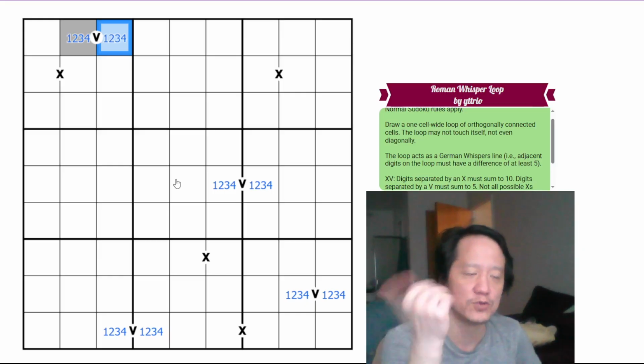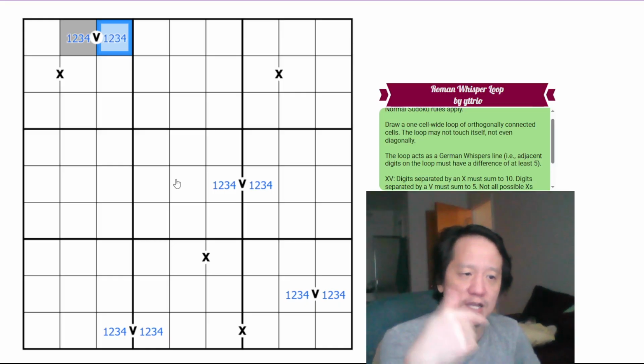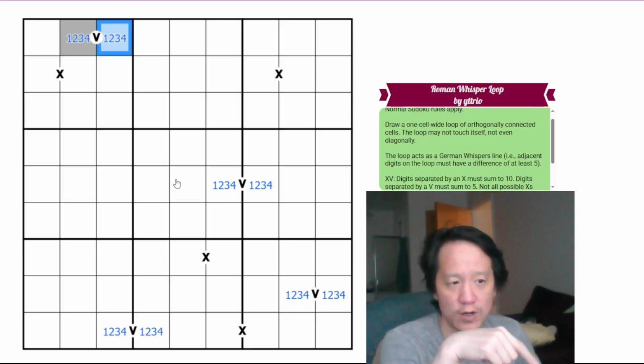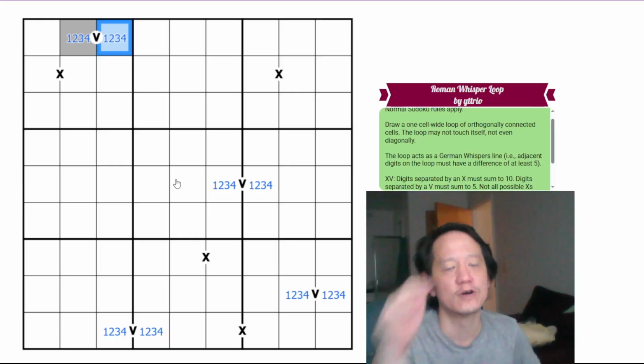6 can only be next to 1, 7 can be next to 1 or 2, 8 can be next to 1, 2, or 3, and 9 can be next to 1 through 4. So any digit from 6 through 9 has to be next to a digit from 1 through 4.